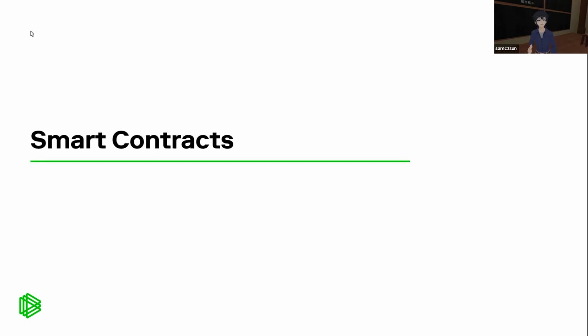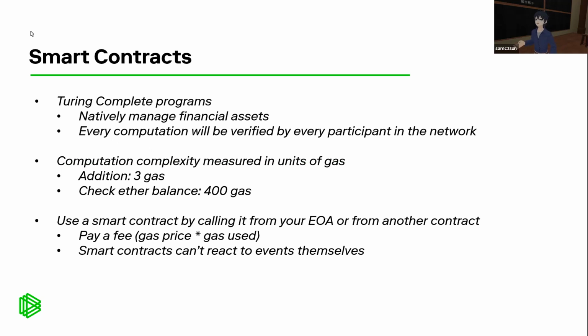Talking about smart contracts themselves, as the name would not imply at all, smart contracts are really just Turing-complete programs, which happen to run on the blockchain. And because they run on the blockchain, they get to natively manage their own financial assets. And also because they run on the blockchain, every computation that a smart contract makes needs to be verified by every participant in the network. Otherwise, the participants won't be able to ensure that the claimed final state is the true final state.